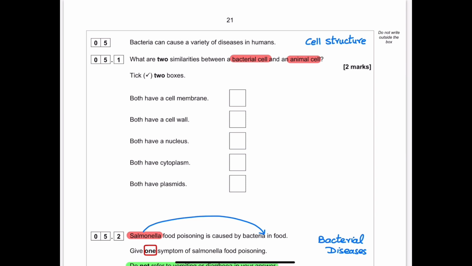Animal cell and the bacterial cell both have cell membrane. Bacterial cell has cell wall, but animal cell does not have. Animal cell has nucleus, but it is absent in bacterial cell. Plasmids are present in bacterial cell, but they are absent in animal cell. Both of them have cytoplasm.